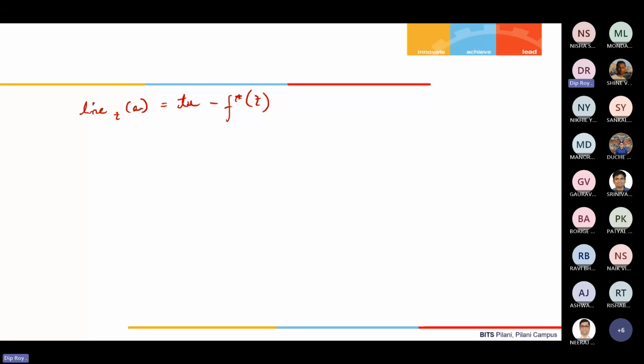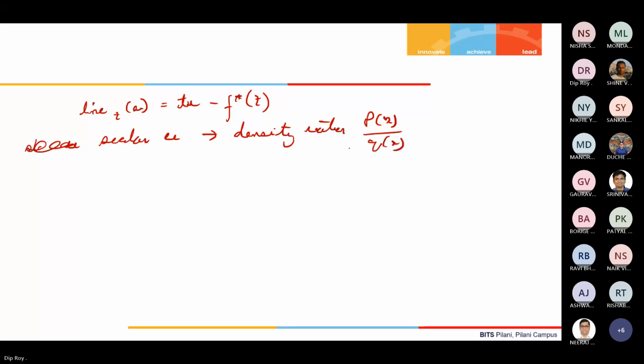Now we have this particular form. This has nothing to do with machine learning. This is an optimization problem. Now we just transfer this to the machine learning scenario. If we transfer this to the machine learning scenario, we want to replace this scalar u by the density ratio p of x by q of x, and we want to approximate this line using a functional form, which is going to be t of x.